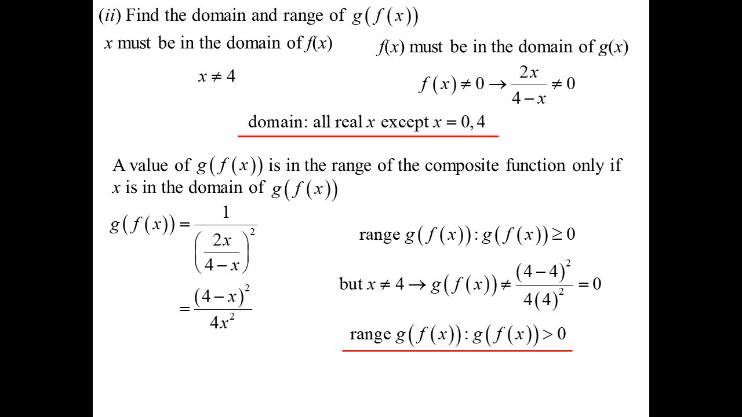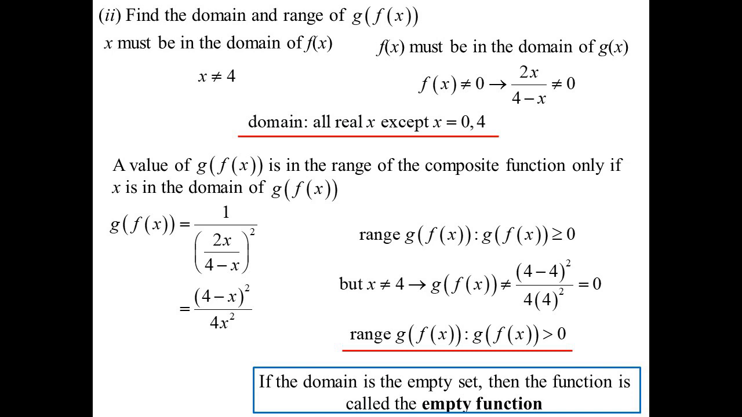Domain, look for the exclusions. Once you've got the exclusions, work out what the composite function actually is and just do a normal, what's the range of this function? And then say, but hang on, I've got these exclusions, so I can't get those answers if I was to substitute in. Let's check and see if I could do that. And then that might create another exclusion from your range.